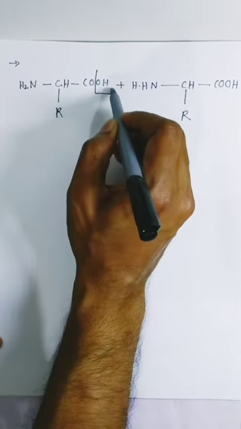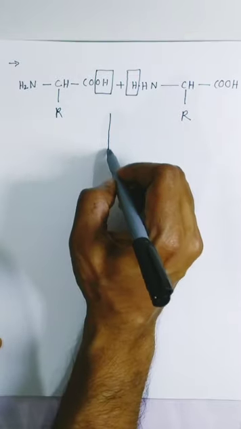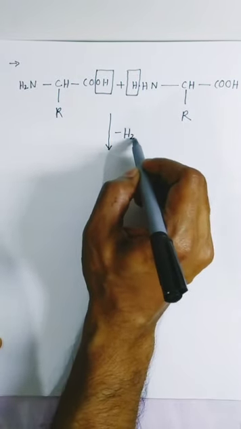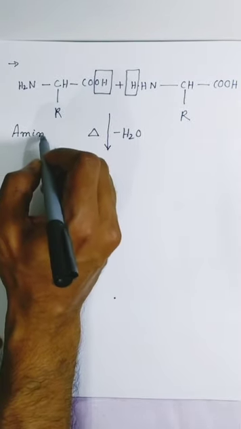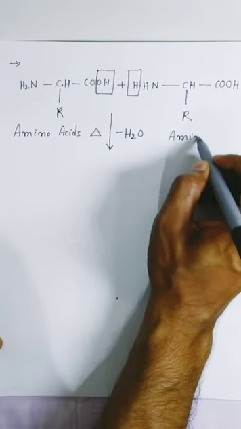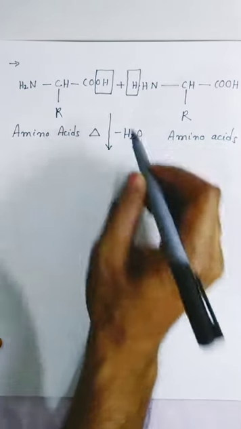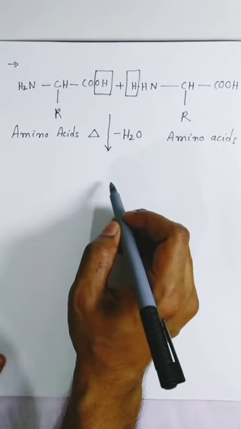Now what happens, students? The OH of the carboxylic acid reacts with the hydrogen of the amine, and it gives you a water molecule. It will eliminate the water molecule by heating. So these two are amino acids. On heating they will eliminate water molecules and it will form the amide.